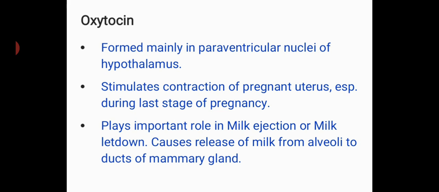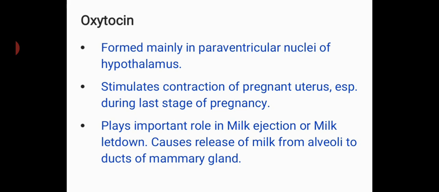Next important hormone is oxytocin. Oxytocin hormone helps in parturition, that is, it stimulates contraction of the pregnant uterus, especially towards the end of gestation. Stimulation of the cervix in a pregnant animal generates nervous signals that are transmitted to the hypothalamus, and this causes the release of oxytocin into the blood.